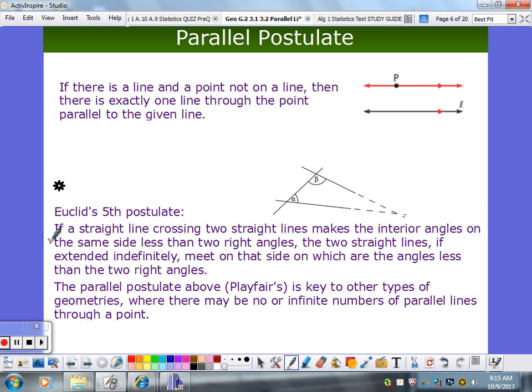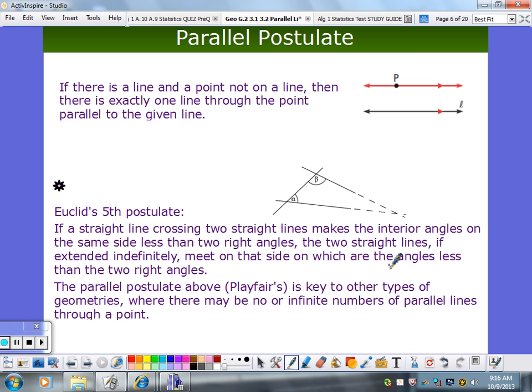So I at least have a picture, right? Here's two lines where this is less than 90 degrees. It's trying to say if they're less than 90 degrees, you're going to get some kind of intersection here. It was a different mathematician who rewrote this postulate in a way that we can more readily understand.